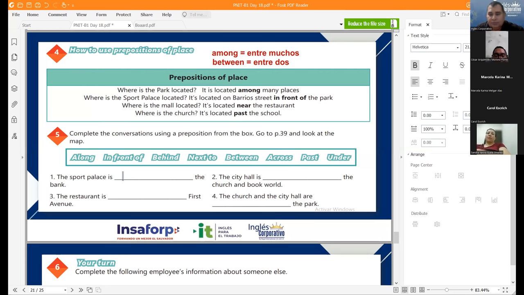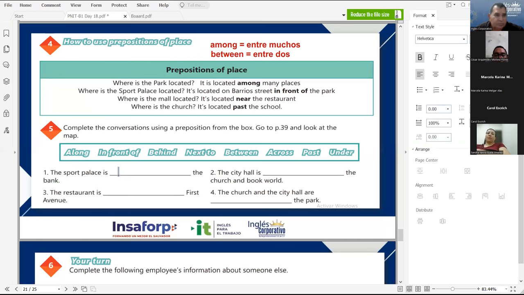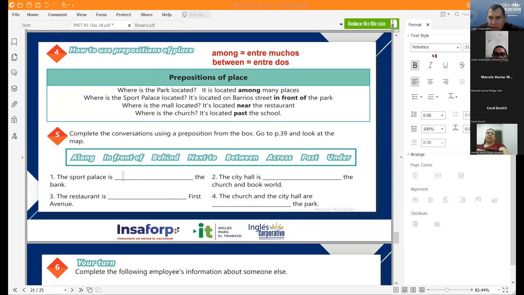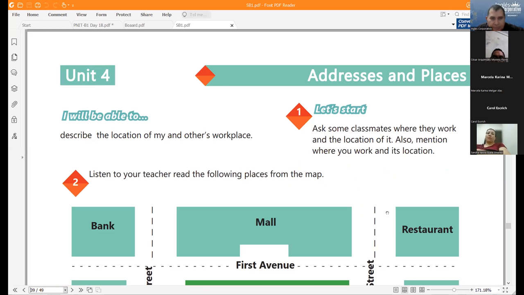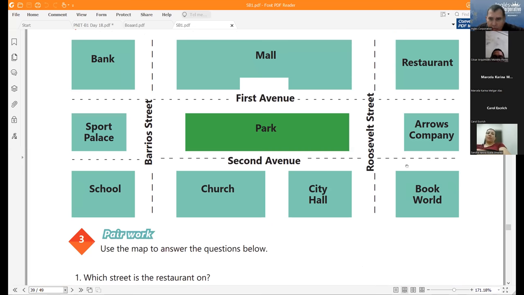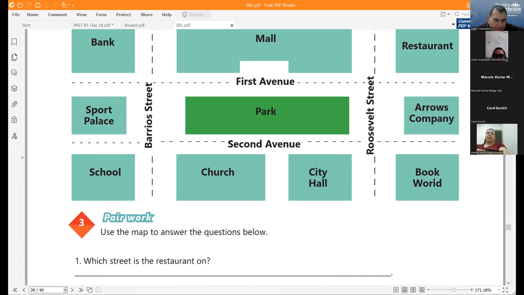Vamos a contestar esas preguntas o completarlas utilizando las preposiciones del lugar que están arriba. Yeah, we're going to do it together, so don't worry. It says 39. Okay. Supposedly this is the map.